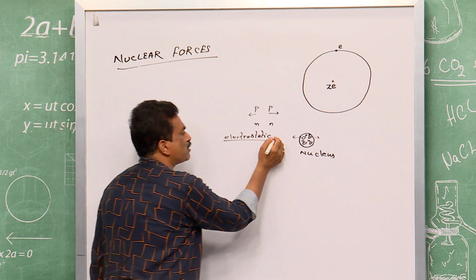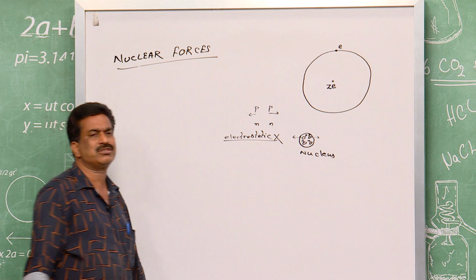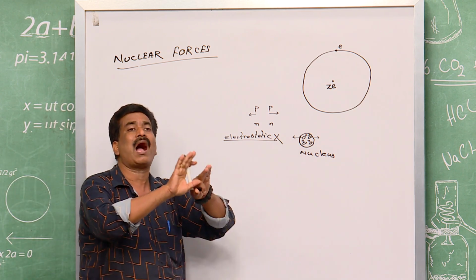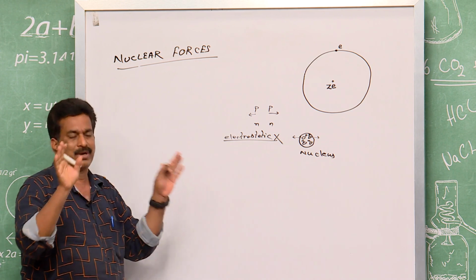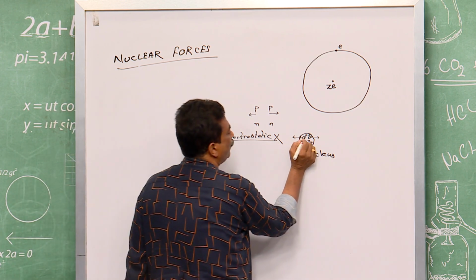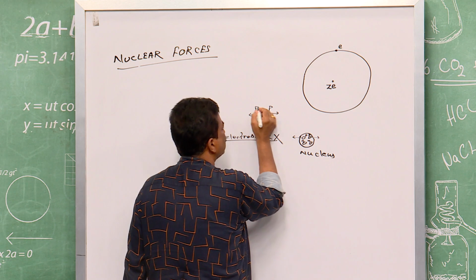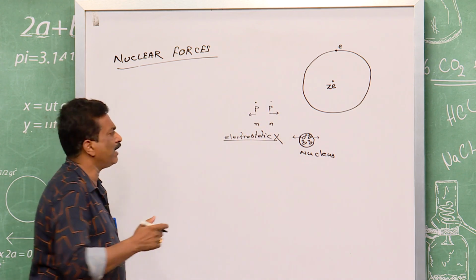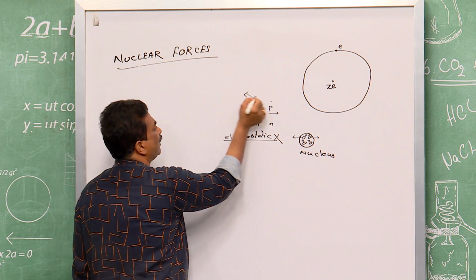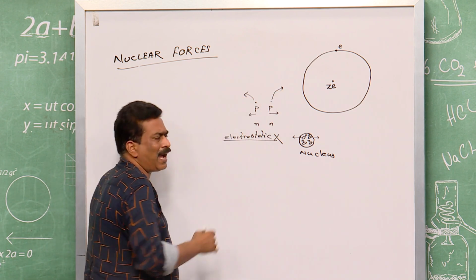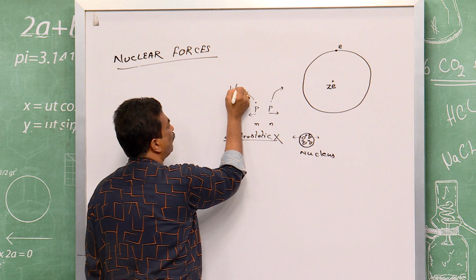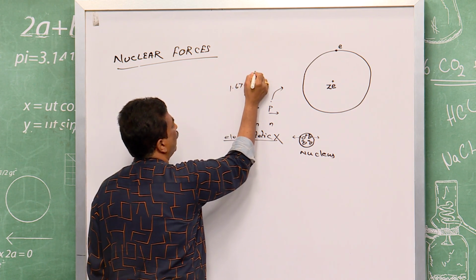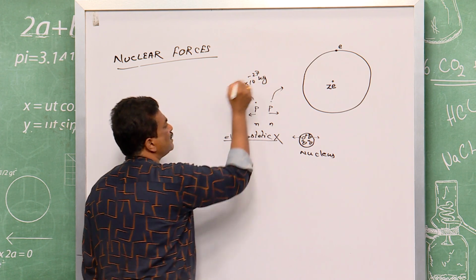So, this electrostatic force is actually not acting there, because the protons are not coming out of the nucleus spontaneously. Next, between these two protons, each has its mass. Regarding the mass of the proton, we discussed in our previous class that the mass of the proton is 1.67 × 10^-27 kg.